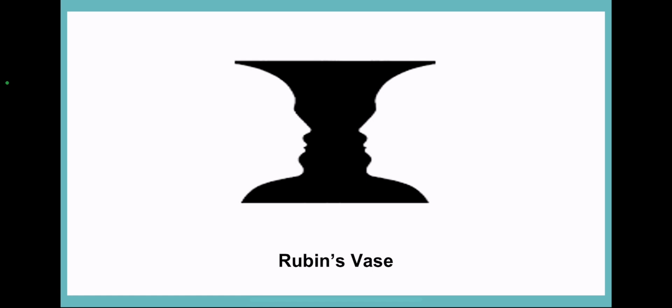Next illusion is the Rubin's vase illusion. Quite simple, this one. It's an ambiguity illusion. Are you seeing two faces, or are you seeing a vase, or are you seeing both? That's why it's ambiguity.